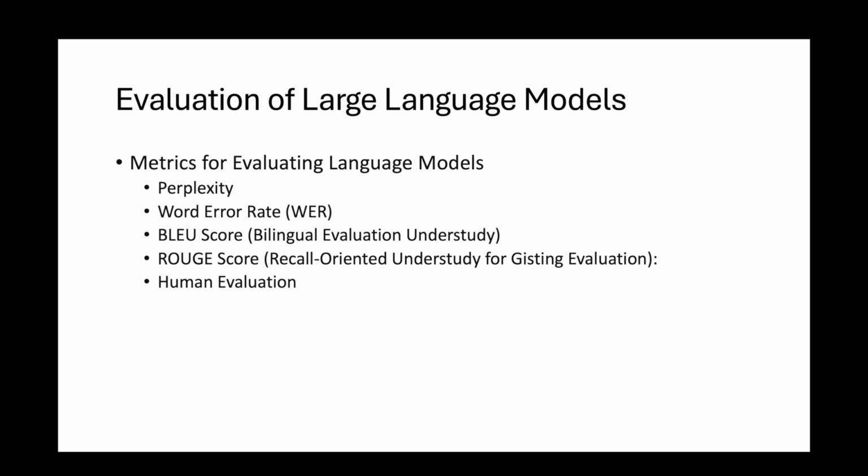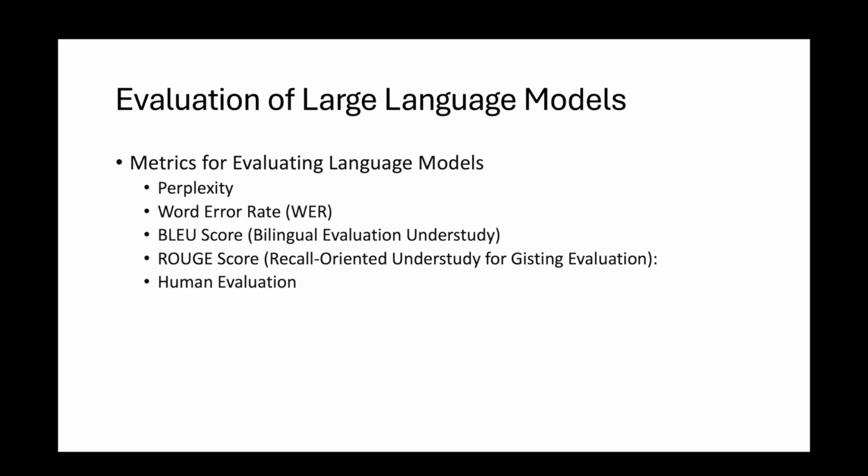Word error rate, WER. WER is commonly used in automatic speech recognition, ASR, and machine translation tasks. It measures the percentage of words in a recognized transcript that differ from the reference transcript. Lower WER values indicate better accuracy in generating the target sequence.